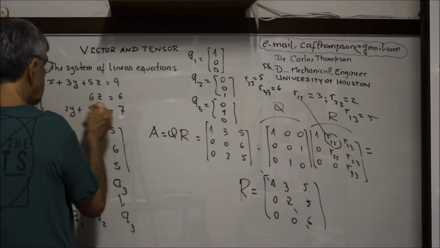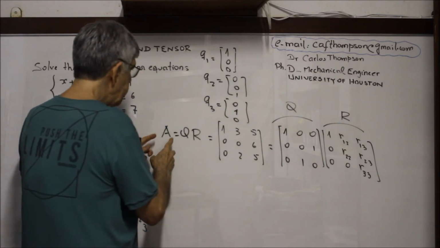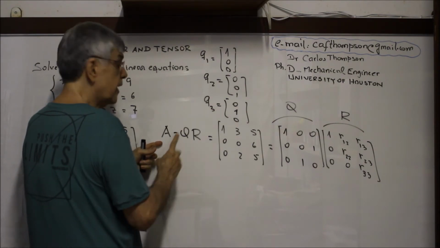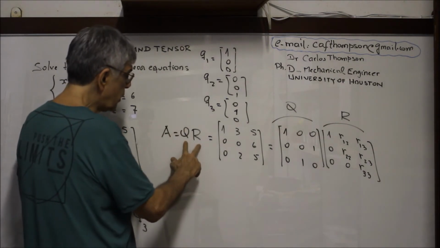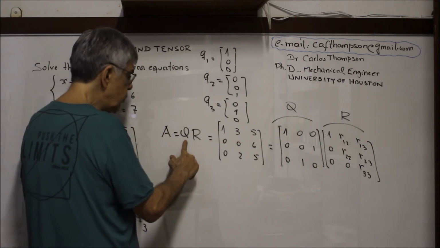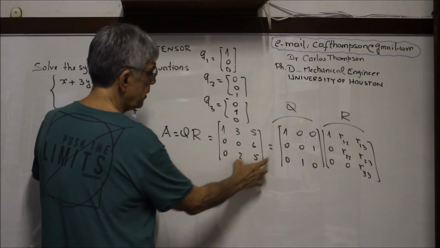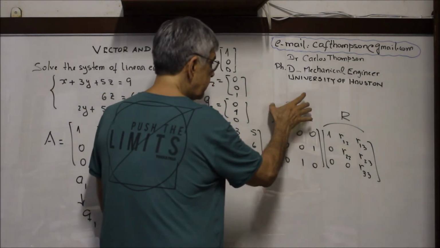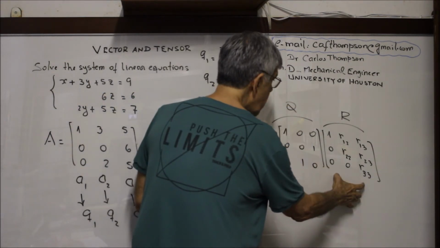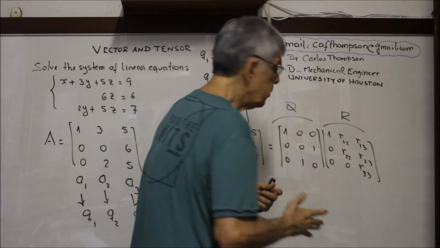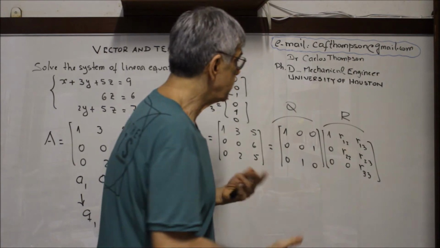Here is what I want to solve. The matrix A, we say, is decomposed into this product: matrix Q times matrix R. This matrix A is equal to matrix Q times this matrix R. Now you must know how to multiply matrices.